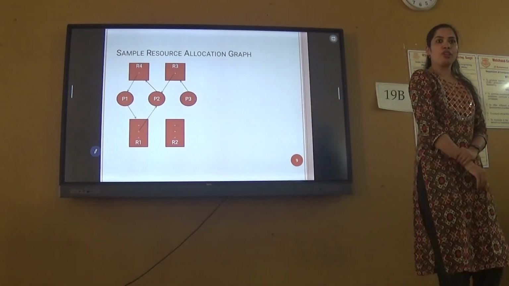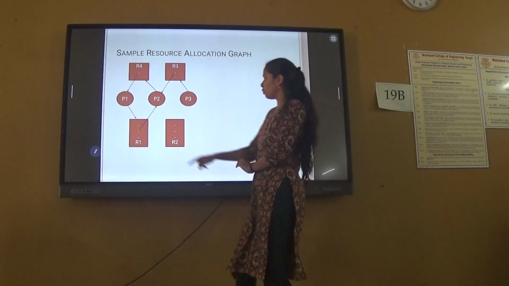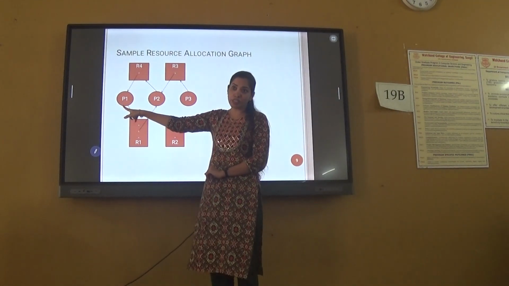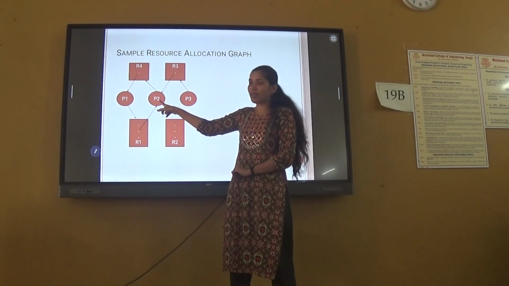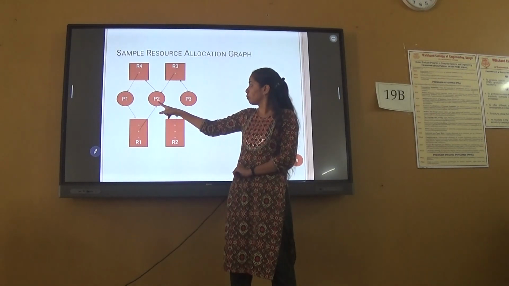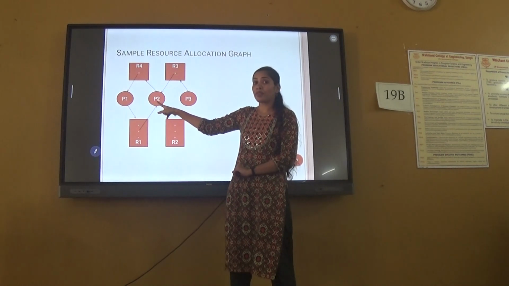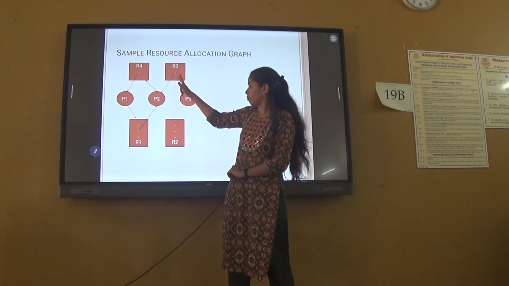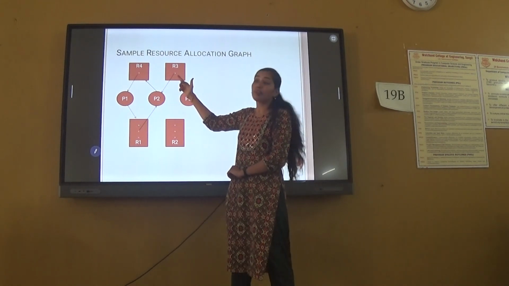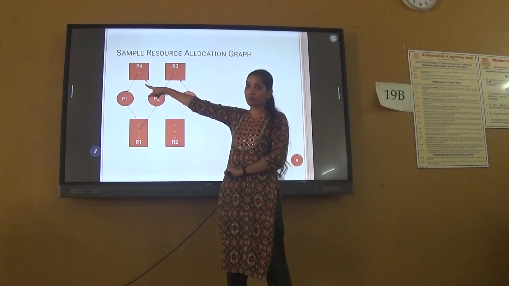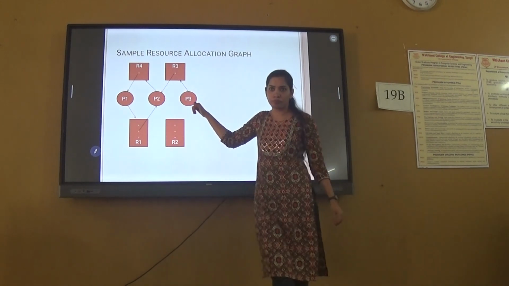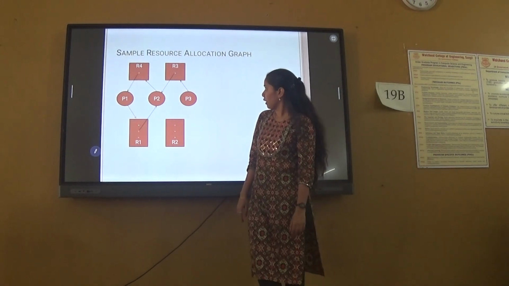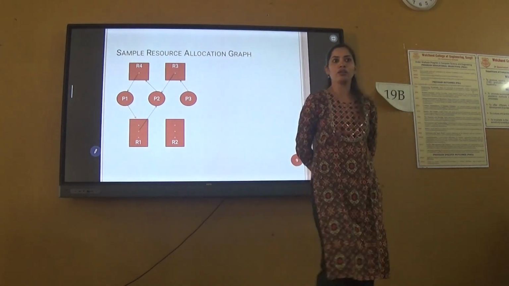Now, by that logic, let me know: P1 is requesting one instance of R2, and P1 has got one instance of R4. What about P2? What does P2 have allocated? R1 and R3, and it is waiting for R4. What about P3? Waiting for R3, no allocation. Okay. Now does it have a deadlock?